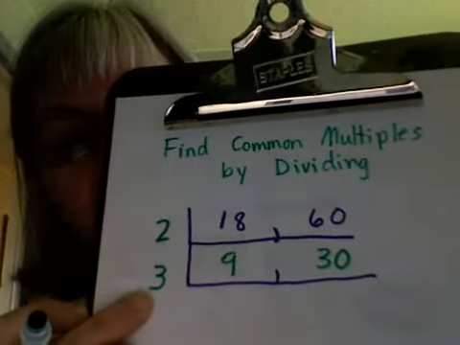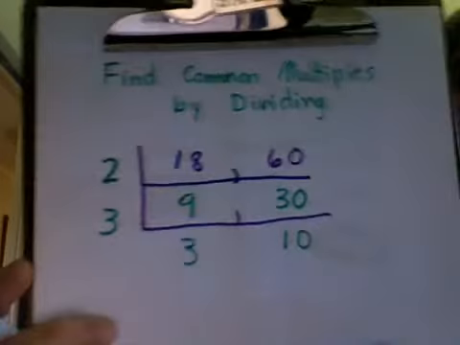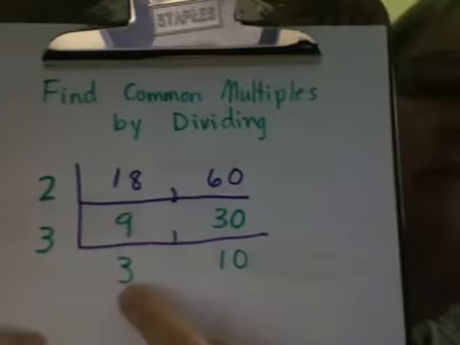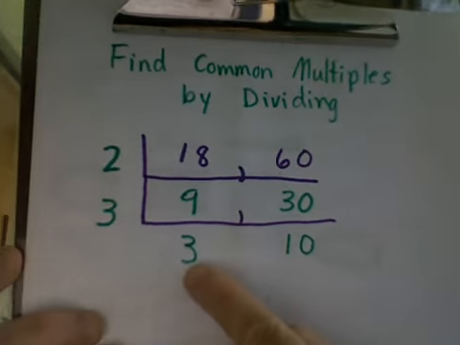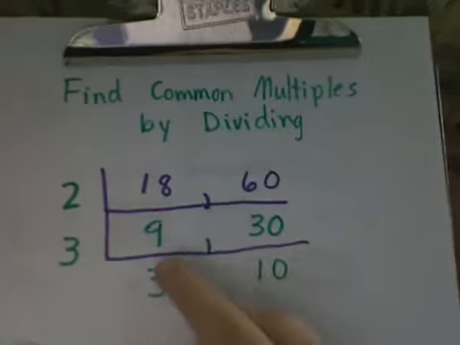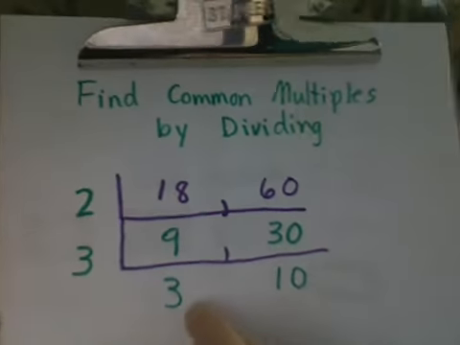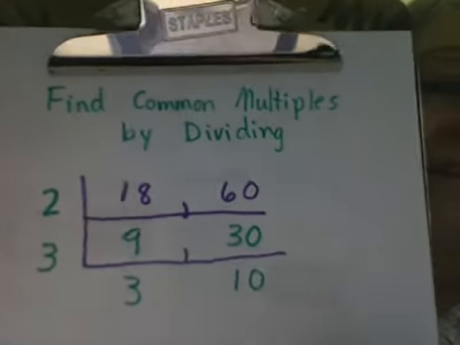Okay, think, how many times does 3 go into 9 evenly? We know that's a 3. How many times does 3 go into 30 evenly? We know that's a 10. Okay, now we've factored everything we can factor. 18 has come down to its smallest factors. We know that 18 is 3 times 3 times 2. We know that 60 is 10 times 3 times 3 times 2.